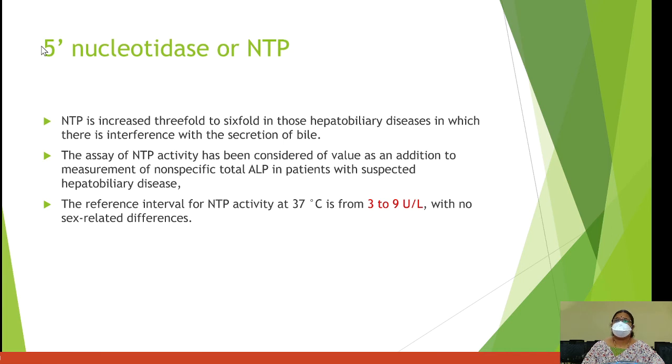And the other enzyme, which is similar to alkaline phosphatase and GGT, elevated in obstructive liver disease is 5' nucleotidase or ribonucleotide phosphohydrolase. It is a phosphatase enzyme. This nucleotide phosphohydrolase is increased 3 to 6 fold in hepatobiliary diseases in which there is an interference in the secretion of bile.